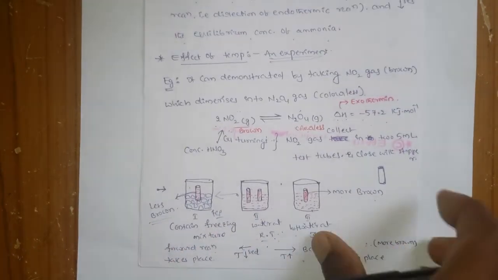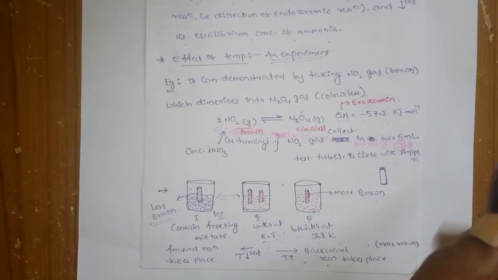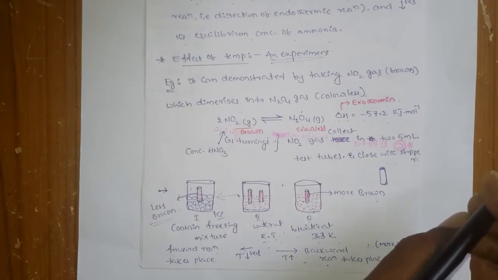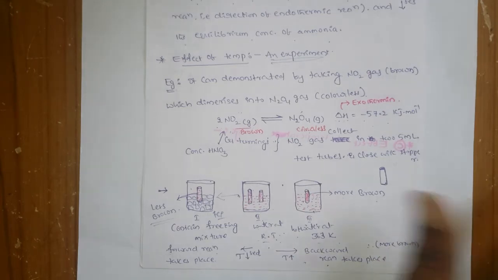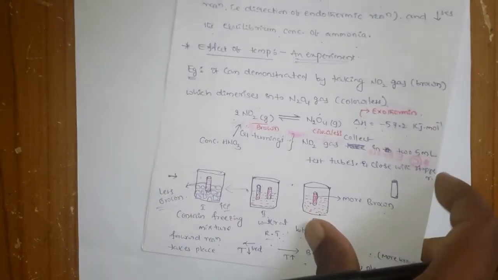You know that the effect of temperature depends on the delta H. If the delta H is negative, an increase in temperature is not favorable. If the delta H is positive, an increase in temperature is favorable for the forward direction.